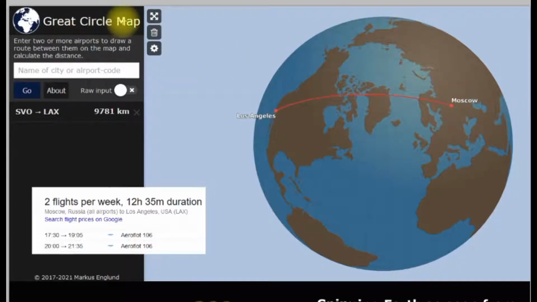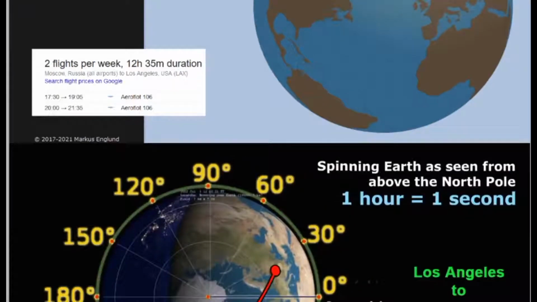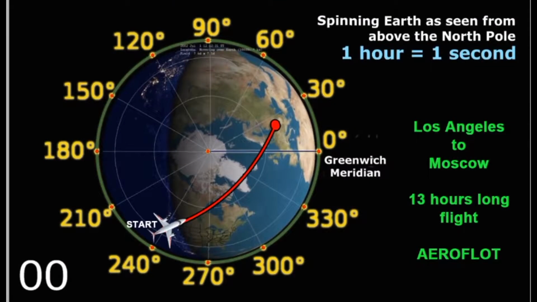Great circle map, 2 flights per week, 12 hours, 35 minutes duration. I rounded it up to 13 hours, so the counter will show 13 hours. And this is the flight route looking from the top of the ball earth, going from Los Angeles towards Moscow. 13 hours, 1 hour per second, Los Angeles, Moscow, 13-hour long flight by Aeroflot. Let's go ahead and start the timer.